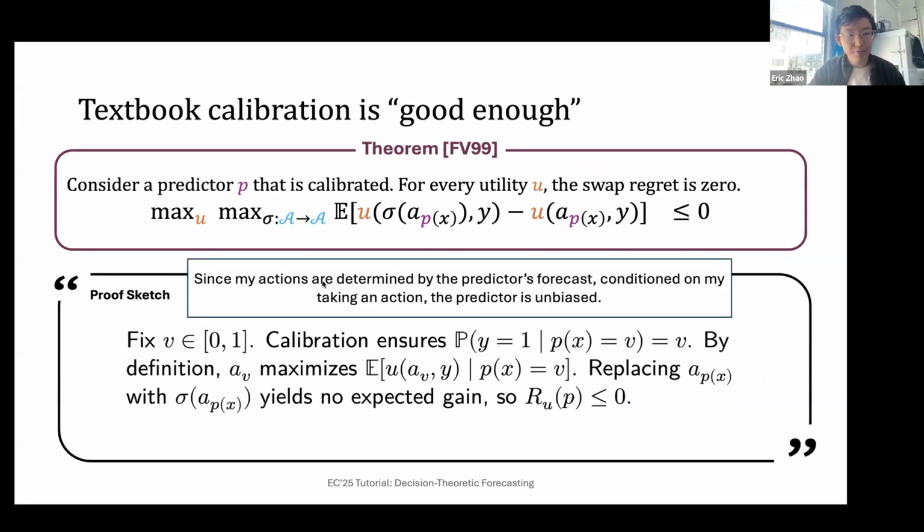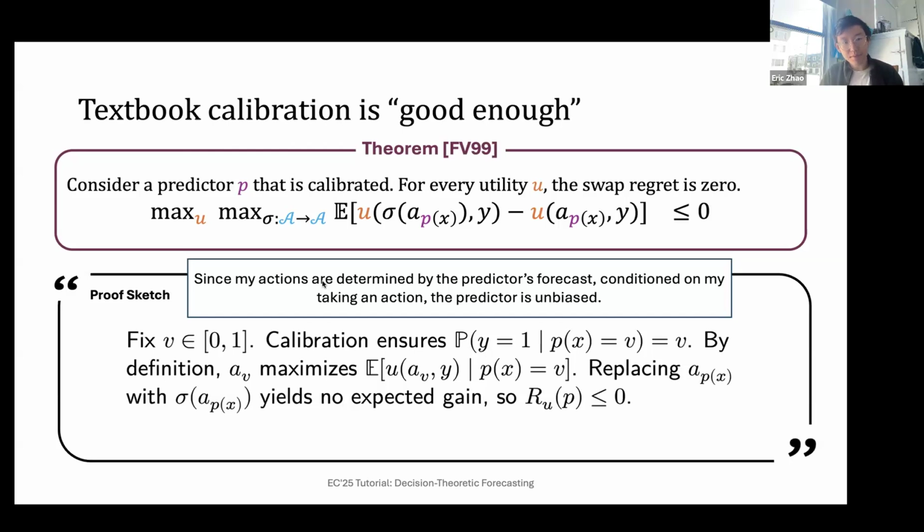And I'll write it out here mathematically for you. I won't read through it in too much detail, but the idea is I'm going to fix a level set V. That is, I'm going to condition on a particular forecast. And I know that because my actions are determined by the forecasts, if I condition on my forecasts and the forecasts are unbiased, then if I condition on my actions, the forecast should also be unbiased. And if conditioning on my actions, the forecasts are unbiased, then I shouldn't really gain much by trying to swap my actions around. And that's really the core of this very classical theorem.